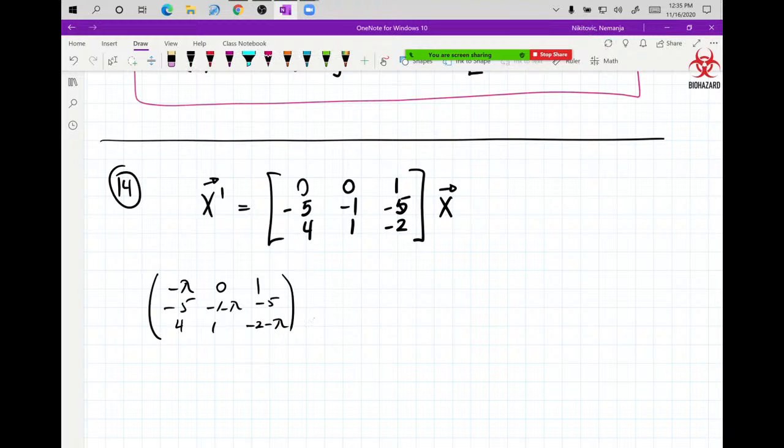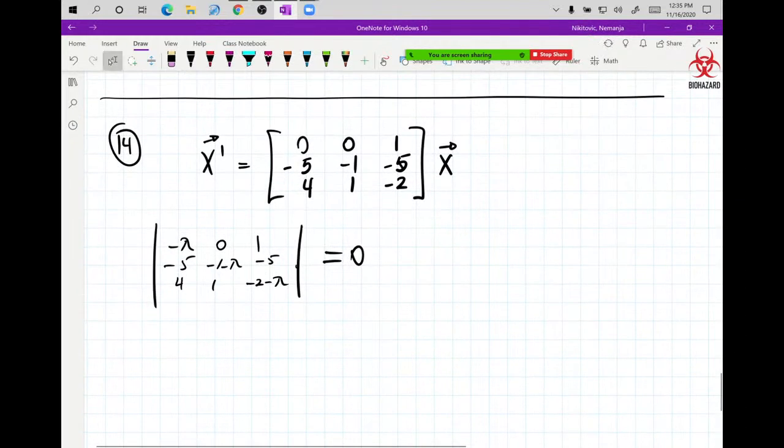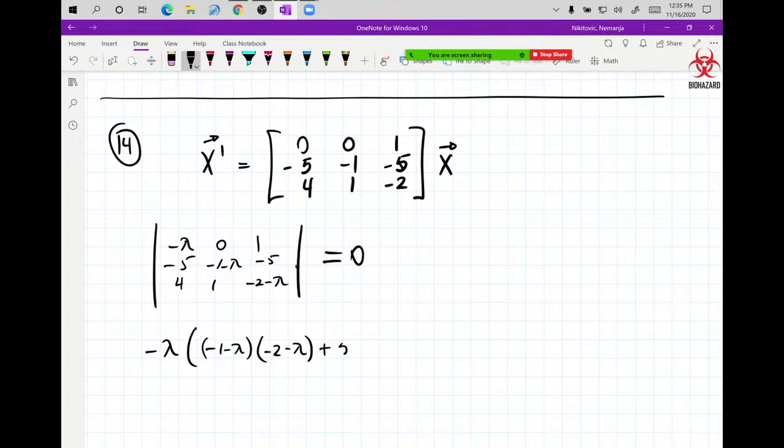And then we are supposed to set the determinant of this equal to 0. Now, the determinant: you start with a negative lambda, and then you have your -1 minus lambda times -2 minus lambda plus 5.